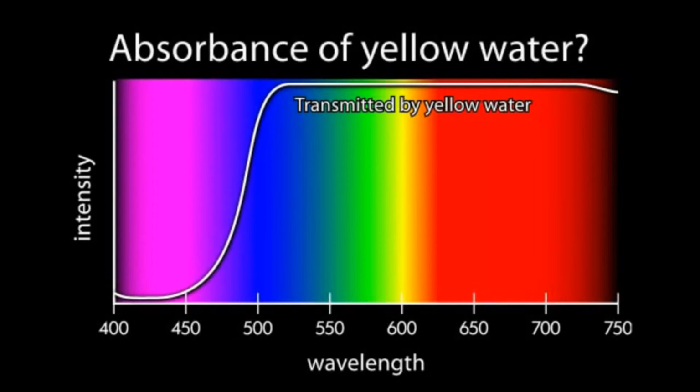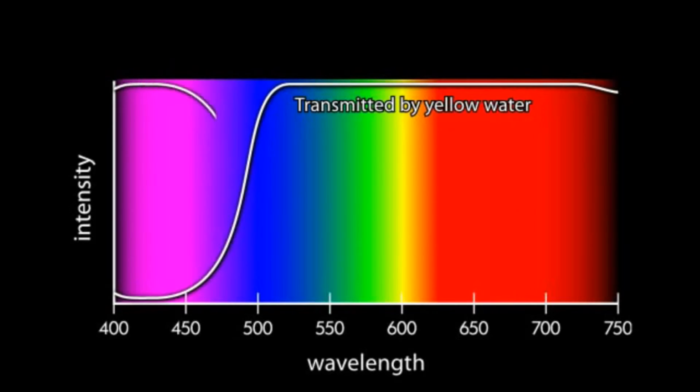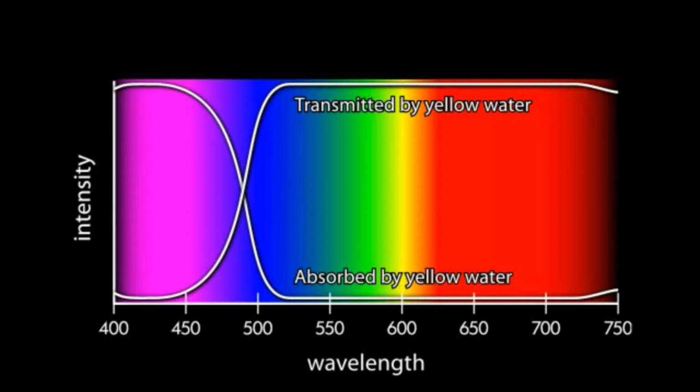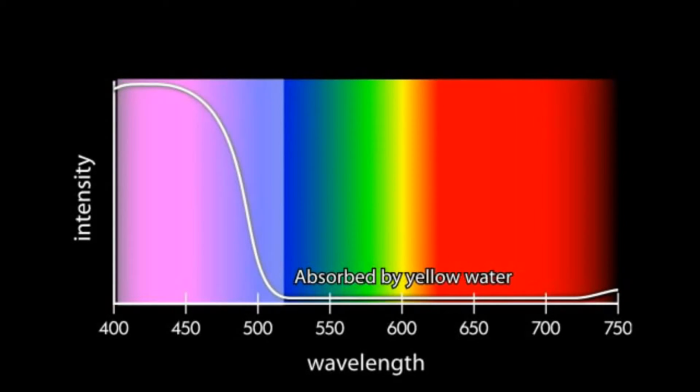What wavelengths are absorbed by the yellow water? Transmittance and absorbance have an inverse or opposite relationship. So the wavelengths that are absorbed are those that are not transmitted. In this case, blue and violet are absorbed.